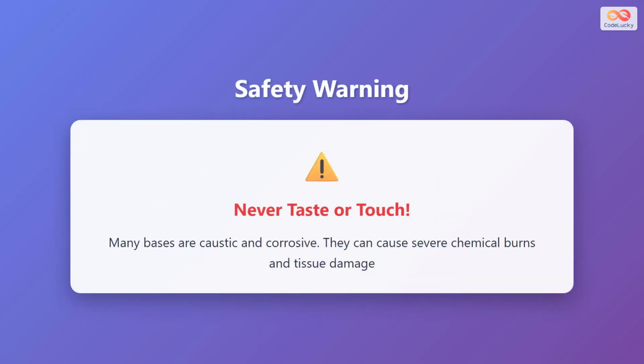This is extremely important for your safety. Never taste or touch bases to identify them. Many bases are caustic and highly corrosive. They can cause severe chemical burns and permanent tissue damage to your skin, eyes, and mouth. Strong bases like sodium hydroxide can cause injury within seconds of contact. Always use proper safety equipment and follow laboratory protocols when working with bases.